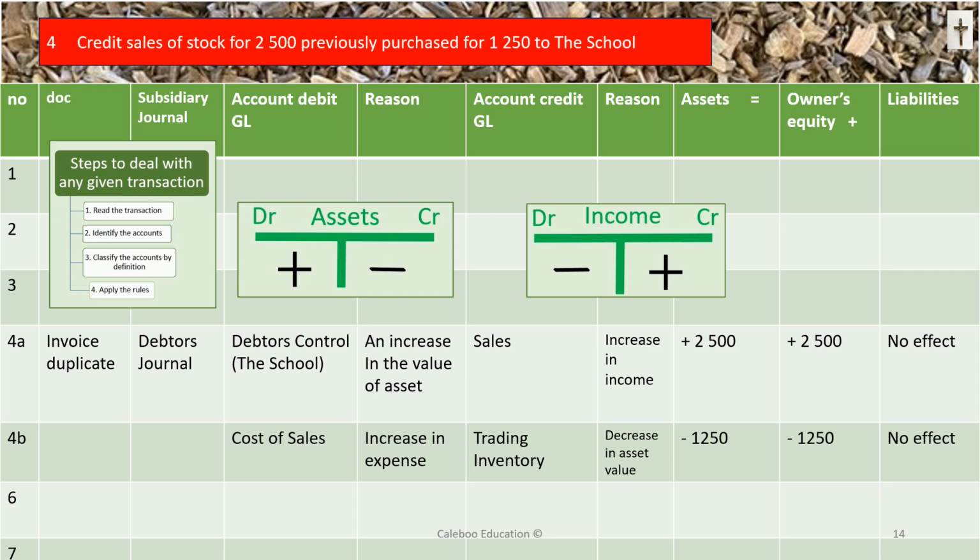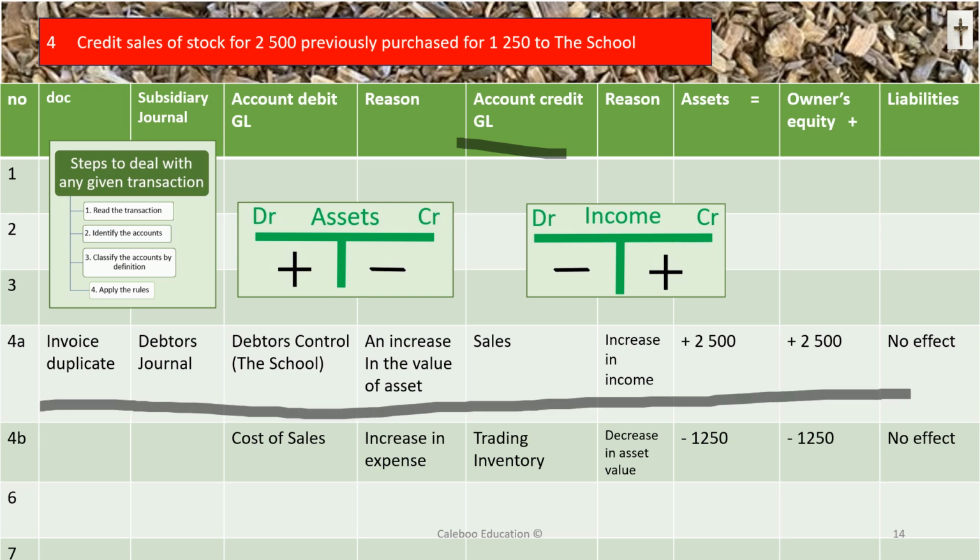We now have less stock. So I've written 4A. Transaction number 4, 4A. Record the sale. Debit debtors control or accounts receivable. Credit sales. Now there's a second part. There's a cost of the sale.